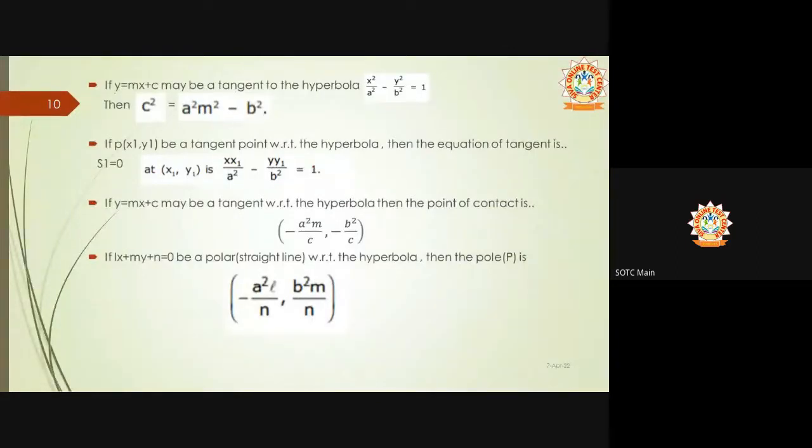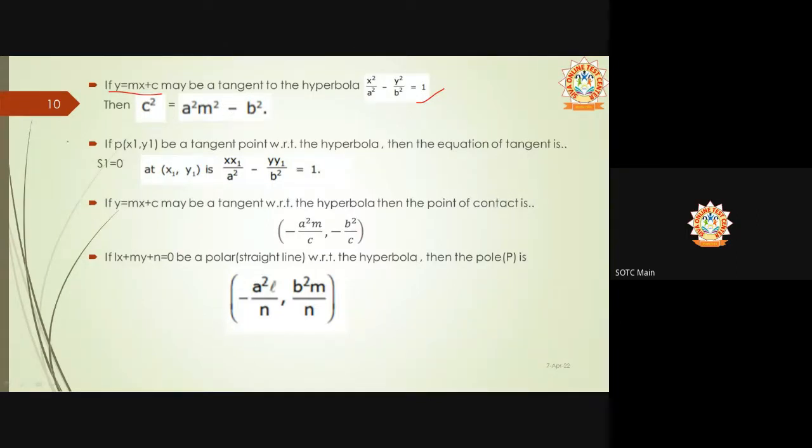Now see, if y is equal to mx plus c may be a tangent to the hyperbola x square by a square minus y square by b square is equal to 1, then the condition is c square is equal to a square into m square minus b square. In case of your ellipse, it is plus, just here it is minus.